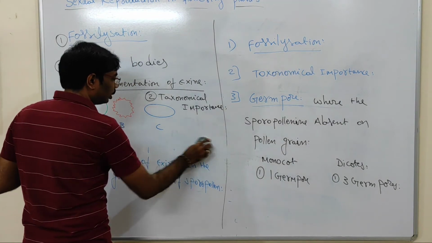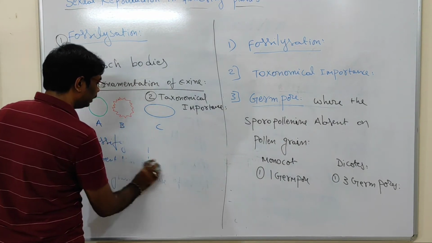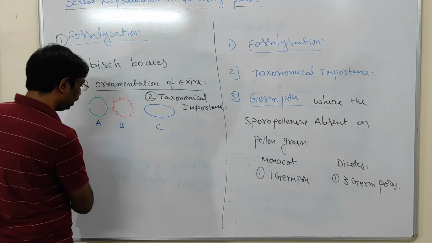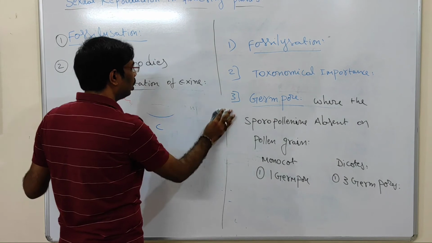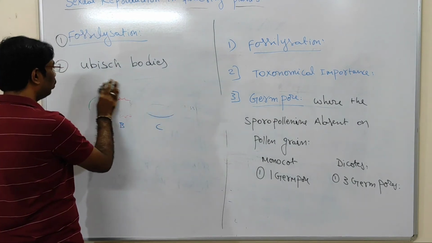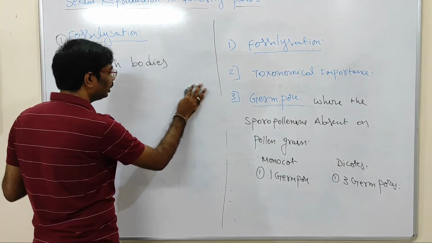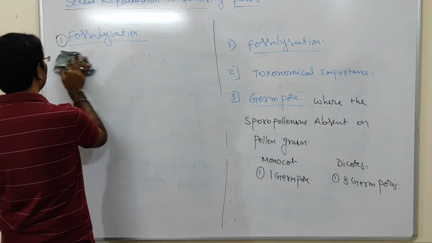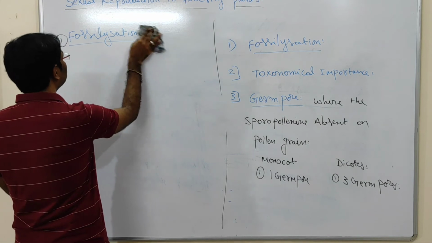Then I will explain intine. I have already given information about exine and intine. Exine means the outer layer or outer wall of the pollen grain, and the other one is called intine. What is the meaning of intine? Intine means inner layer.